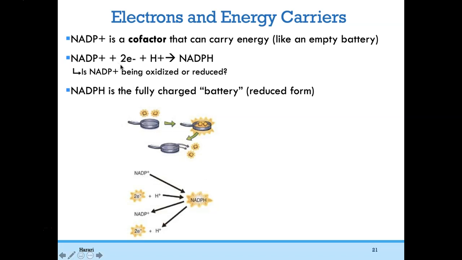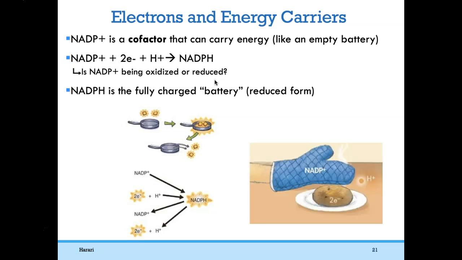Note that with reduction, when electrons are added, so are hydrogens. So that's where the H comes from, because it has to be a balance, it has to be a neutral molecule. So with electrons come hydrogens. So NADPH is the fully charged battery. We call that the electron carrier. You could also think about the electrons as being a hot potato, and the oven mitt is like the electron carrier that can hold on to the hot potato, so you could transfer it to another plate.